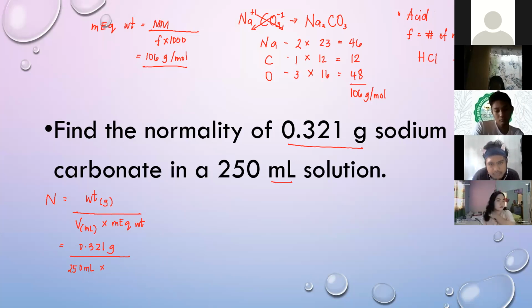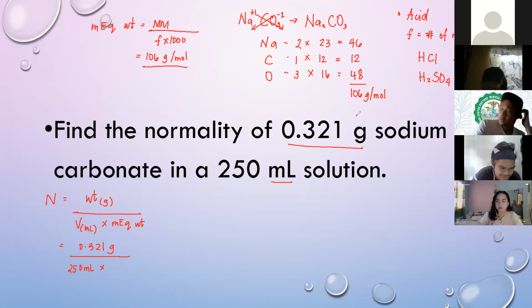Okay? 1. Now, another example of an acid, sulfuric acid, H2SO4. Ilan yung hydrogen niya? 2. Okay. So, since 2, ang F niya dyan, class, yung equivalence factor niya is also 2. So, kung acid, tignan mo lang kung gaano karami ang hydrogen niya, yun yung equivalence factor niya. Okay, another example, phosphoric acid.